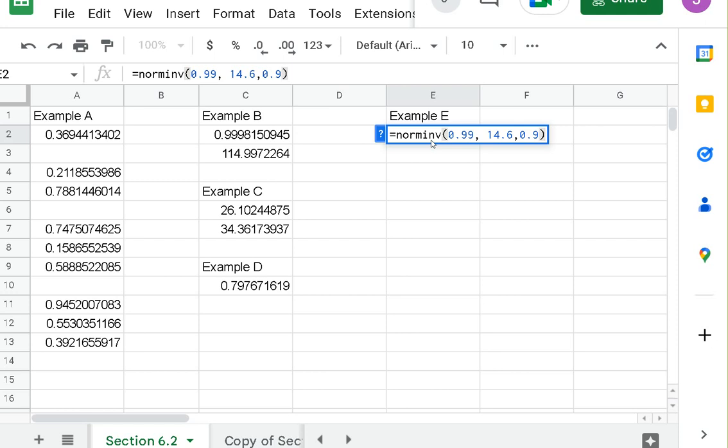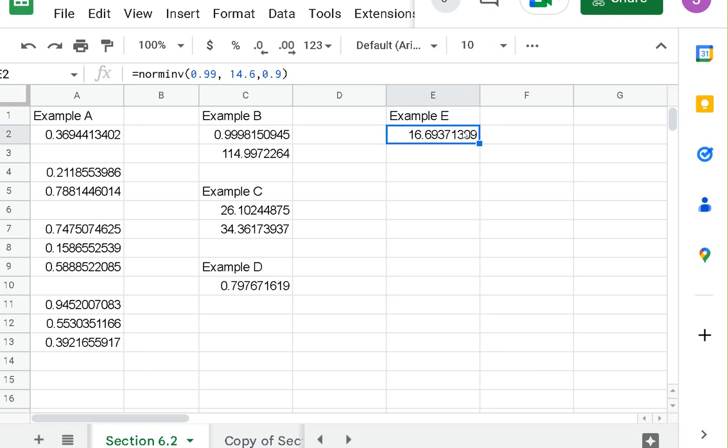16.69. Perfect, 16.69, yeah, we'll round it to 2 digits. So 16.69 should be good enough. Nice, thank you. Wait, can I see the formula you used? Because I have the wrong answer. So 0.99, 14.6, and 0.9. Oh, I forgot the point. That's why. Okay. Thank you. Yeah, if you didn't have that point there, that would make a big difference.